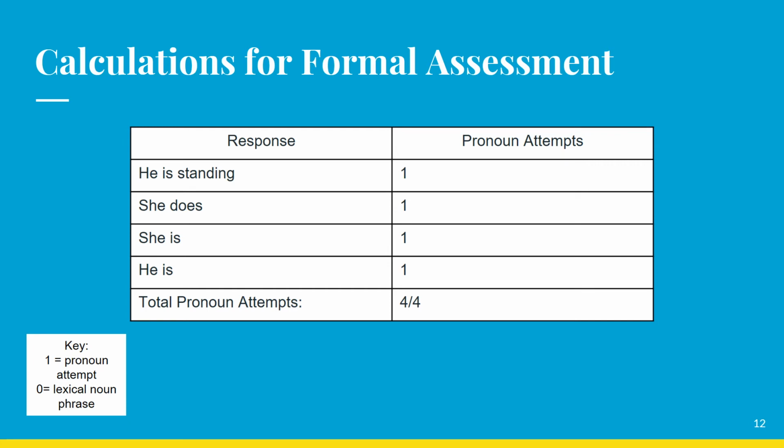These are the responses of the child that was heard on that video. She attempted 4 pronouns, giving her a score of 4 out of 4 for pronoun attempts. If she had said, "The boy is standing," then she would have had a score of 3 out of 4 for pronoun attempts.